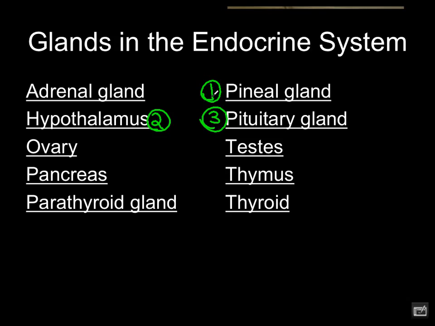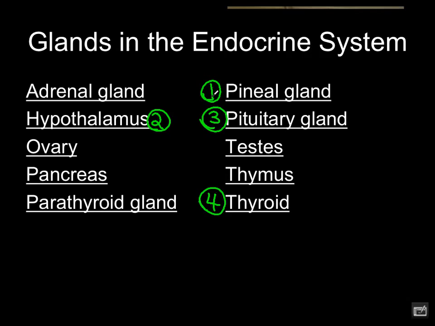The pineal gland is the posterior part of the skull. Hypothalamus is kind of the medial part of the brain, and the pituitary is anterior. You have to keep those positions straight so that you know the location of the 3 for, let's say, a test. Number 4 is the thyroid.